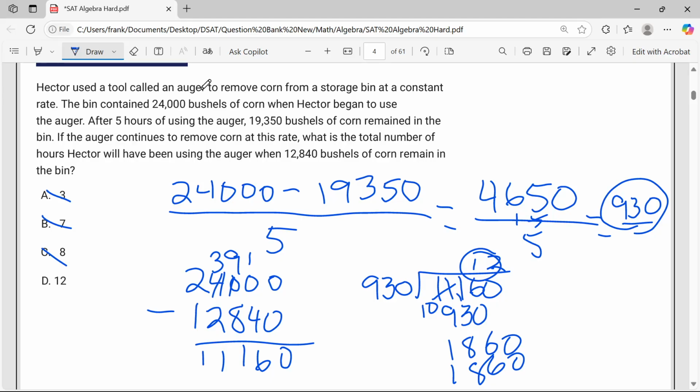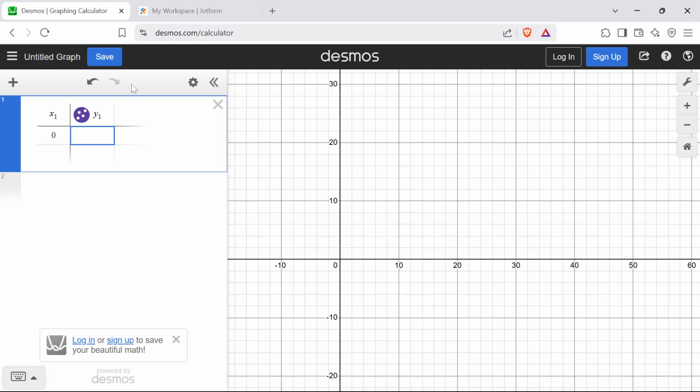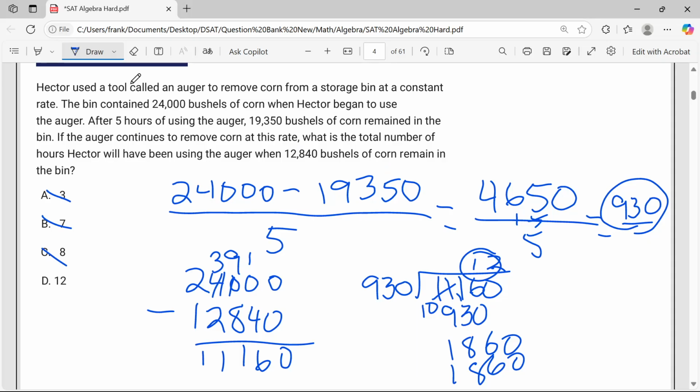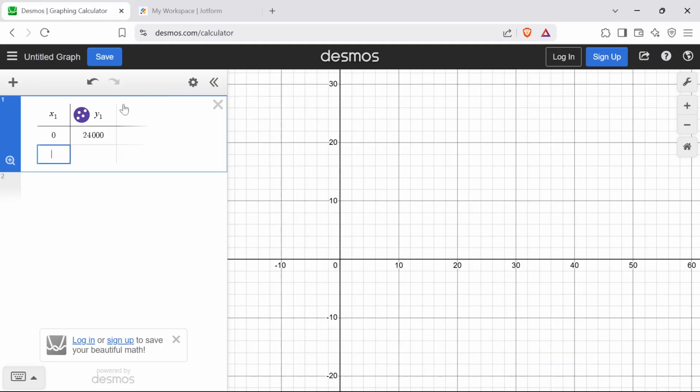24,000 bushels when Hector began to use it, so in 0 hours, it had 24,000 bushels. And I know this is linear because it says a constant rate, or it might say at the same rate. After 5 hours, it's 19,350. 5 hours, 19,350.